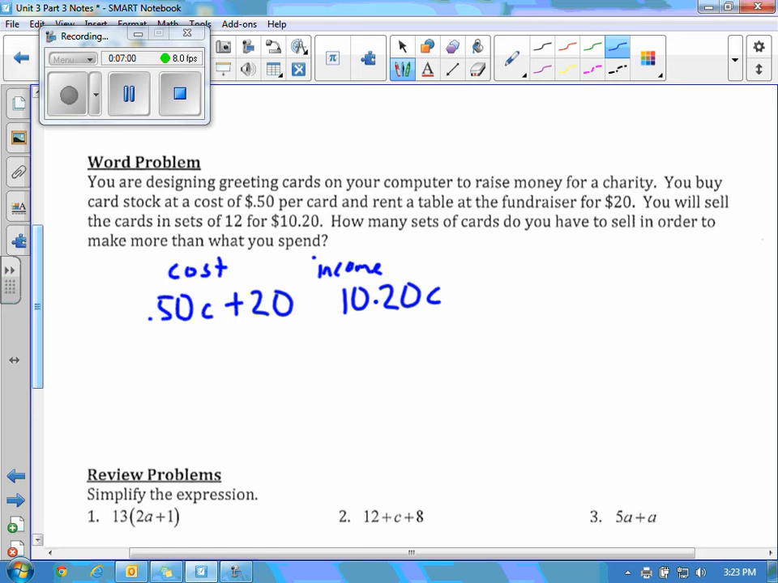Okay, now I need to figure out how much I have to sell for my income to be bigger. So I'm going to set this towards the income because I want the income to be bigger. I'll let you guys solve that one from there.